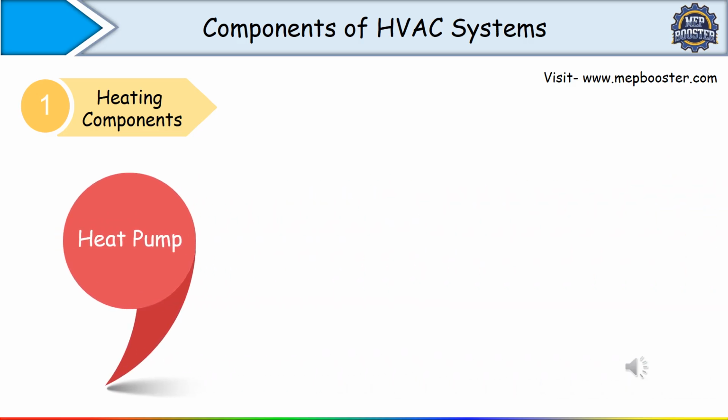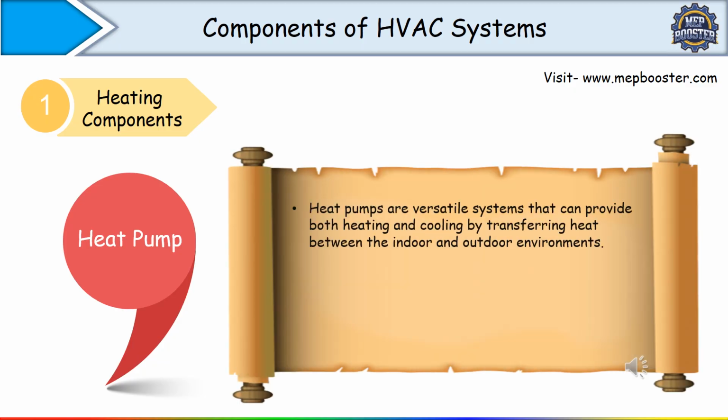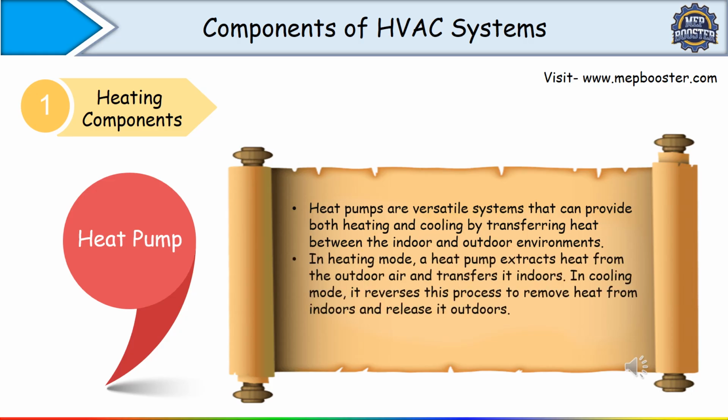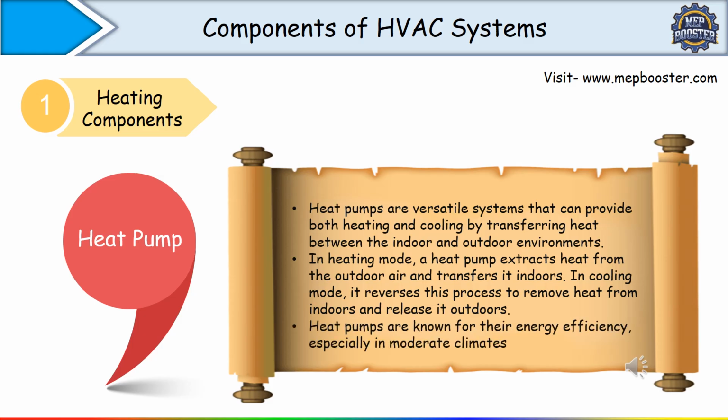Now the third component of heating is heat pump. What is this? Heat pumps are versatile systems that can provide both heating and cooling by transferring heat between the indoor and outdoor environment. In heating mode, a heat pump extracts heat from the outdoor air and transfers it indoors, and in cooling mode it reverses this process to remove heat from indoors and release it outdoors. Heat pumps are known for their energy efficiency, especially in moderate climates.